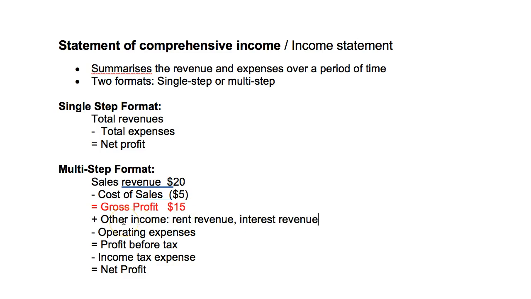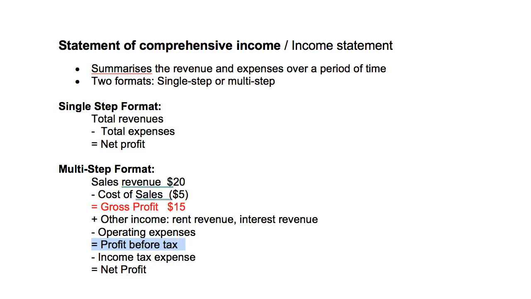Sometimes there is no other income, so you just leave that out. Then we have the operating expenses. I want you to list every operating expense one by one, because if you're reading an income statement, you would be interested to know what kind of expenses this business has. So operating expenses might include salary and wages expense, rent expense, electricity expense, interest expense, insurance expense, depreciation expense. These are all different examples of expenses.